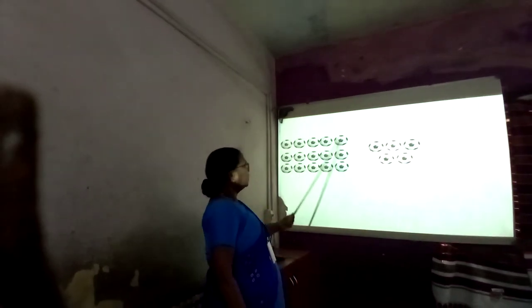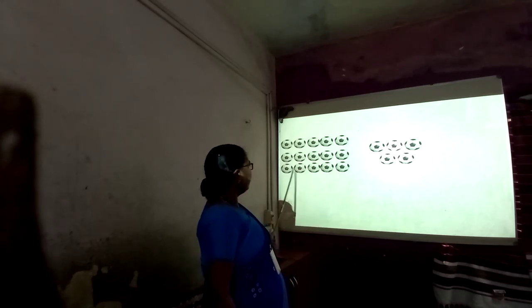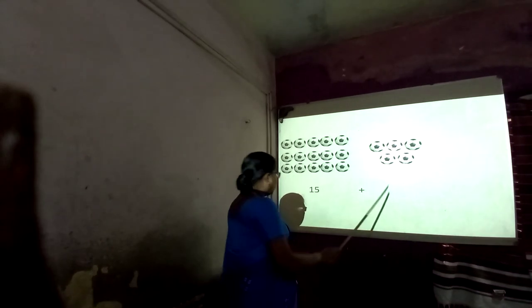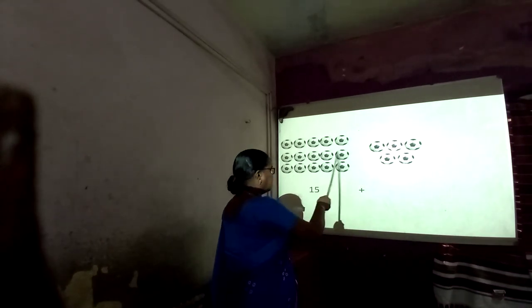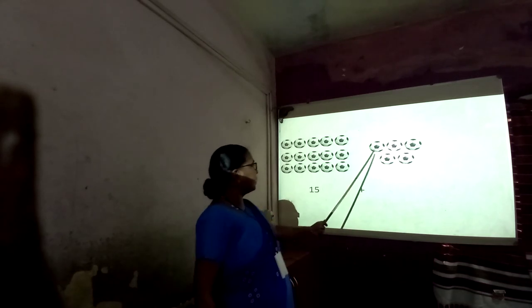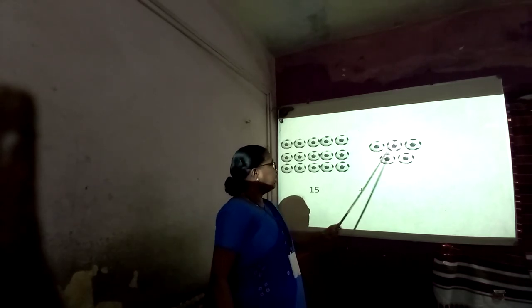Let's see the next example. Here, balls are there. Let's count how many balls are there. 1, 2, 3, 4, 5, 6, 7, 8, 9, 10, 11, 12, 13, 14, 15. 15 balls are there. Now, what we are going to do is, we are going to add this set of balls to these 15 balls. Now, let's count how many balls are here. 1, 2, 3, 4, 5 balls. How many balls? 5 balls.